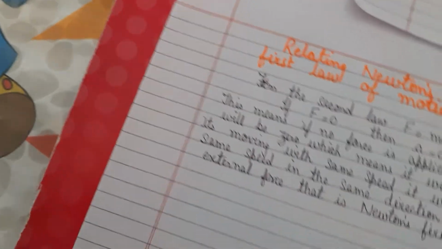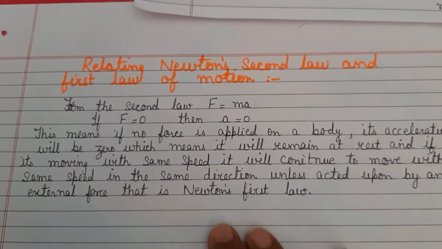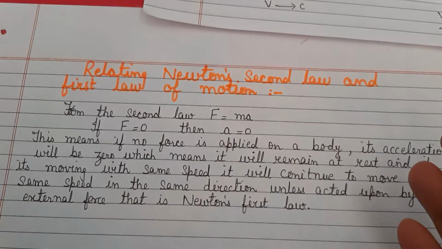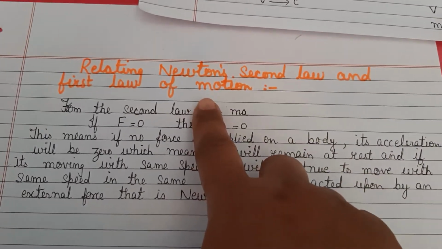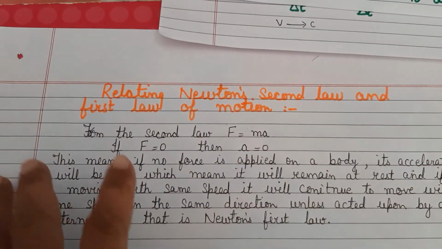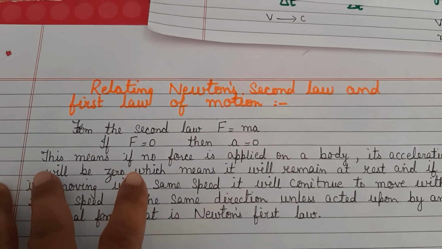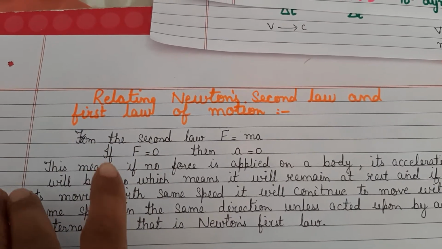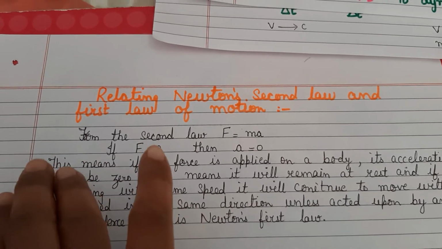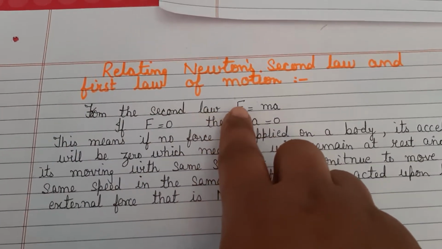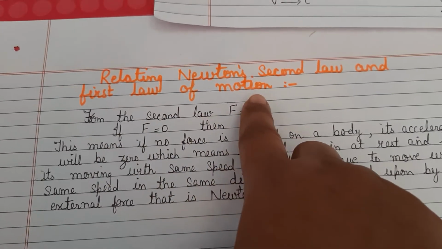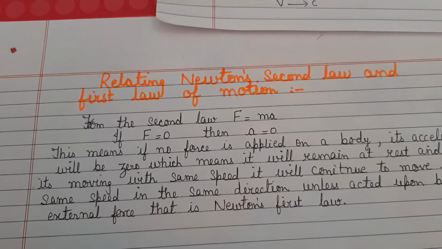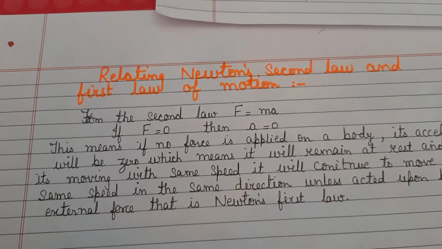Okay, children, the last topic for today, which is quite simple, says: what is the relation between Newton's second law and first law of motion. Now, we have looked at the first law already. We have studied that a body remains at rest or in uniform motion unless and until an external force is applied to it. Now, what was Newton's second law? We know Newton's second law is that the rate of change of momentum is directly proportional to the force applied and takes place in the direction of the force applied.